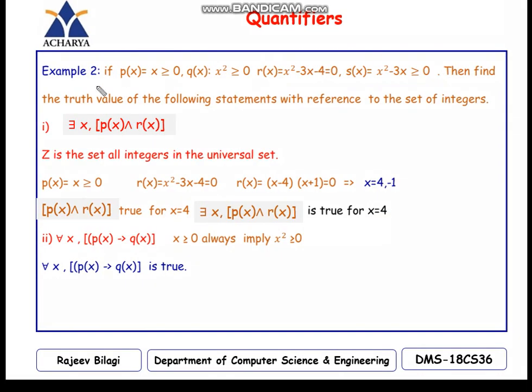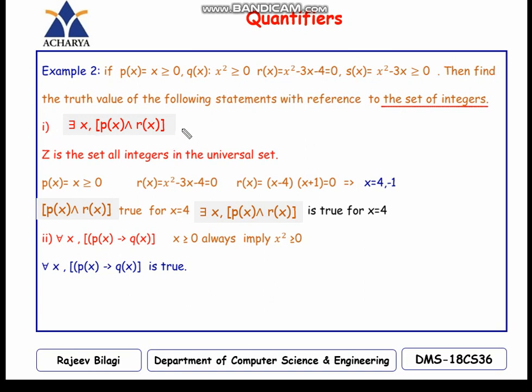Next, P of x is x is greater than or equal to 0. Q of x is x square greater than or equal to 0. R of x is x square minus 3x minus 4 equal to 0. And S of x is x square minus 3x is greater than or equal to 0. Now we need to find the truth value of the following statements, with Z as the set of all integers for reference.